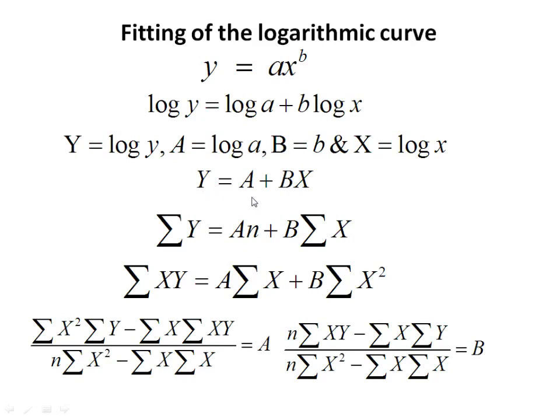The equation becomes Y is equal to A plus BX, and therefore the normal equations are written as summation Y is equal to An plus B summation capital X. N is the total number of values for x. Then summation XY is equal to A summation X plus B summation X square, and the values of a and b obtained from these equations are given by these last two expressions. Now let's see the program.